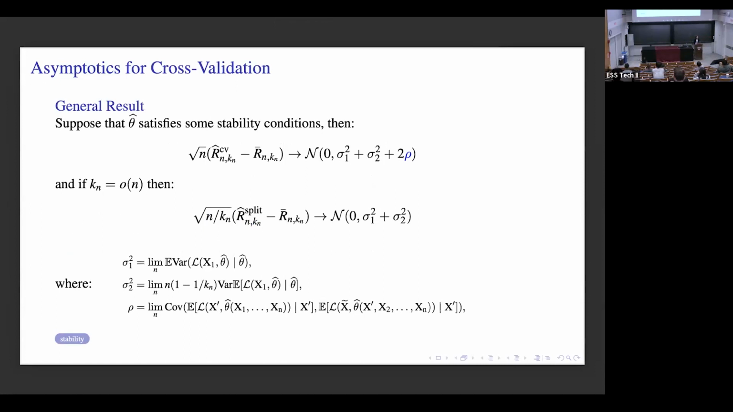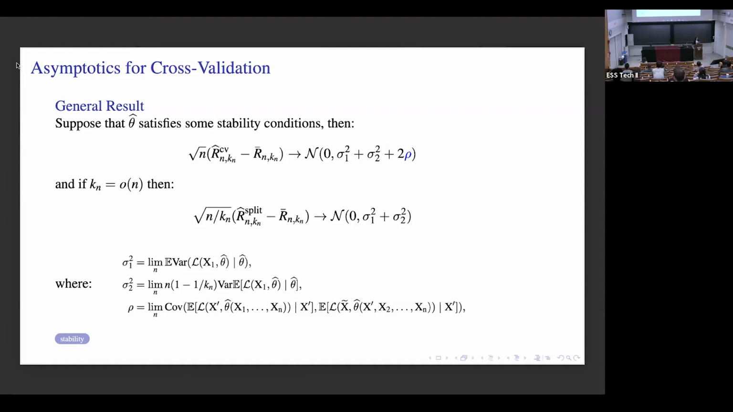Now, if the number of folds doesn't grow too fast, so if k_n is little o of n, then the split risk is also asymptotically normal, but instead converges at the slower rate of square root of n divided by k_n. And I also know what the asymptotic variance is. You don't need to stare too much at what the asymptotic variance turns out to be; we're going to talk about this. But the key thing is to notice that there is a term rho that is present in the asymptotic variance of the k-fold cross-validated risk that is absent in the split risk. And this will determine the advantage of doing cross-validation compared to the split risk.